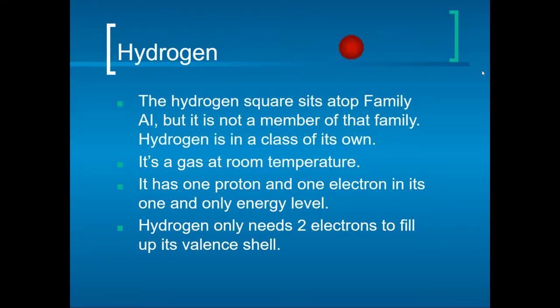All right, so the hydrogen square sits atop the family of the alkali metals, but it is not a member of that family. Hydrogen is not a metal. So hydrogen is typically in a class of its own. It's a gas at room temperature, and it has one proton and one electron in its one and only energy level. Hydrogen only needs 2 electrons to fill up its valence shell, so it only needs one more electron. It either needs to gain an electron or give up an electron to be full in its outer shell.